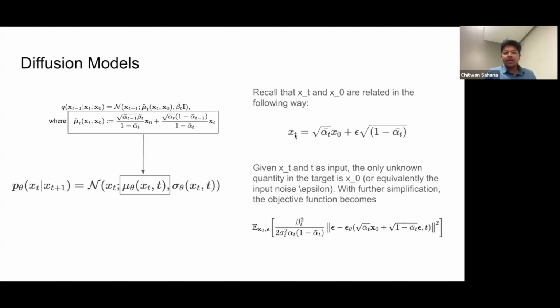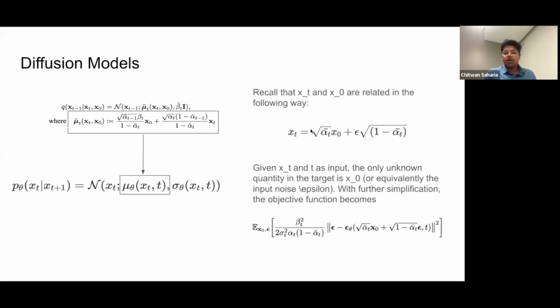And again, recall that we were talking about this transition function q of xt given x0, which was a Gaussian distribution. So xt can be written in this form, where we again have epsilon, which is a standard normal Gaussian sample, and we have x0, and we just scale it down, add this noise to it, and obtain xt. So this is the input to the model. And also the input to the model is this t.